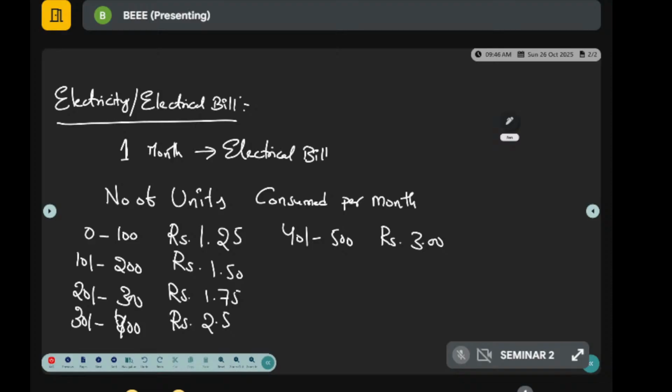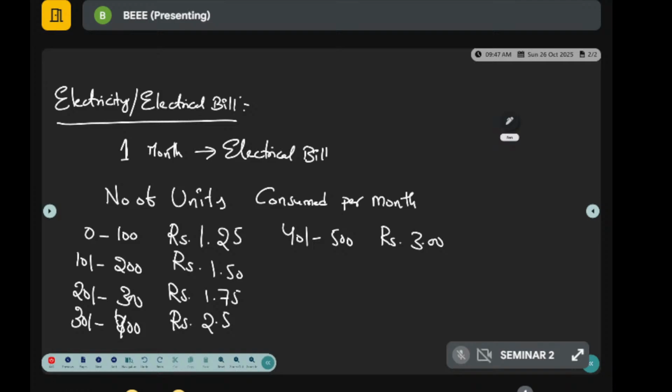Here also 25 NP increasing. Whereas here, see, what is the difference between 300 and 301? If you consume 300, they will multiply with 1.75. If 301, they will multiply with 2.5. How much amount is increased now?